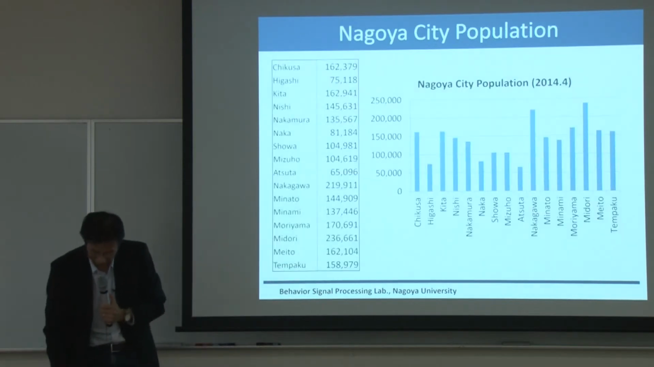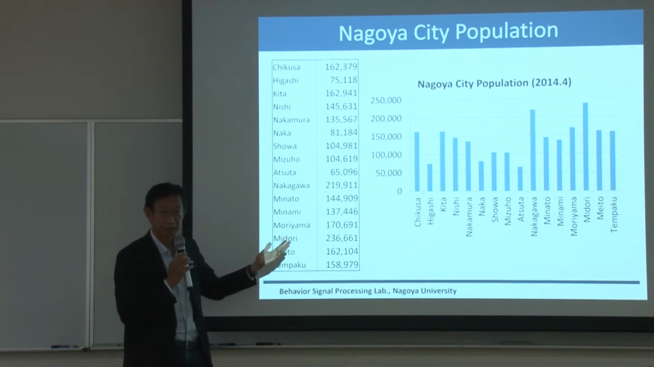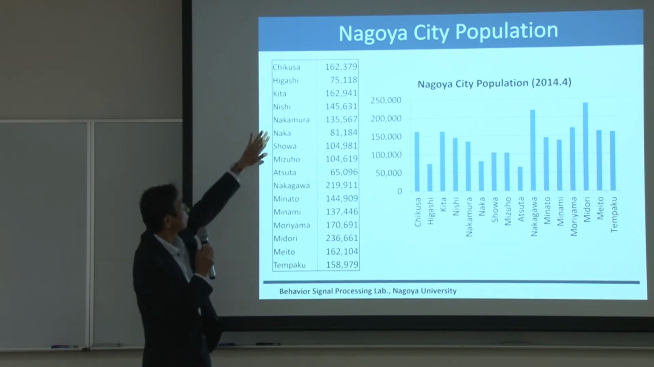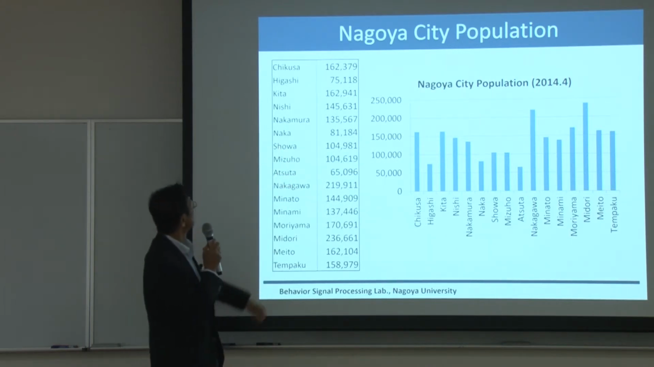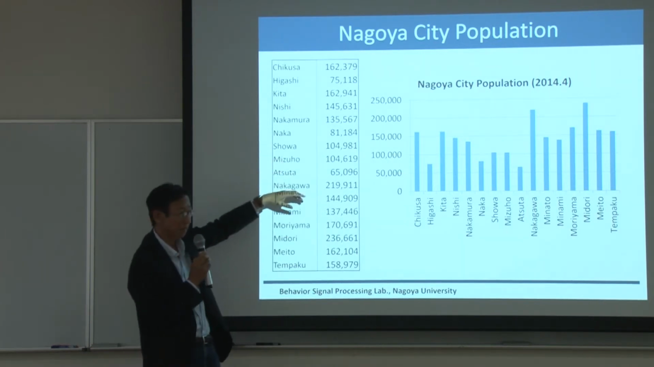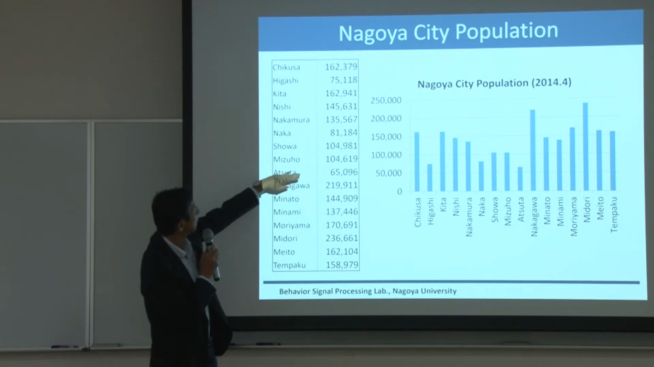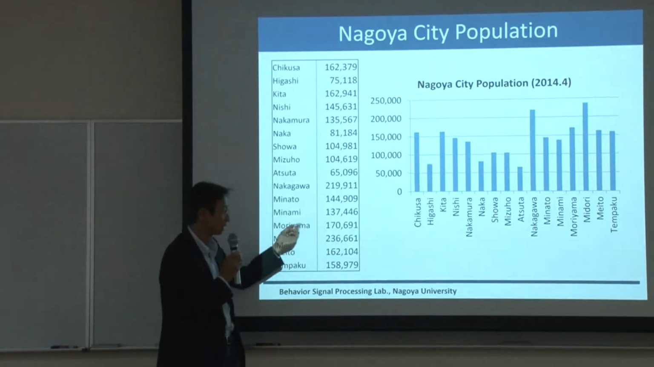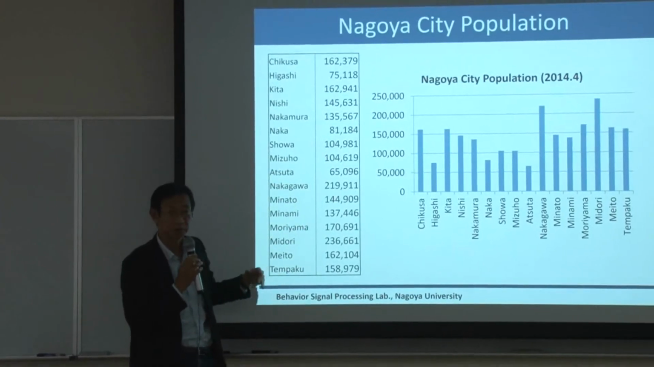So what is signal? This is one typical example of data that you're going to be dealing with. Here is the population of each ward of Nagoya City. Chikusaku, Minatoku, Nakagawaku. Those wards have a big population. But Atsutaku and maybe Nakaku, they don't have a big population like this. So you can see these numbers as meaningful numbers in terms of the population.